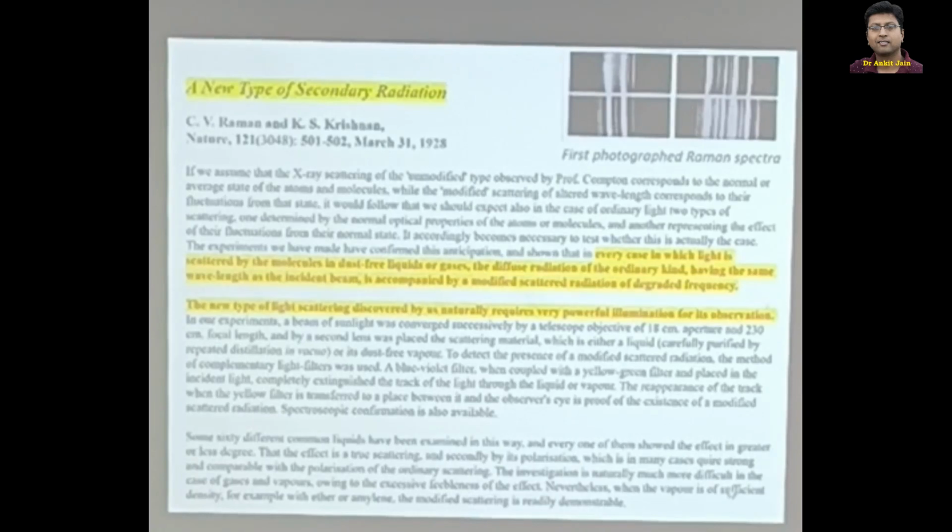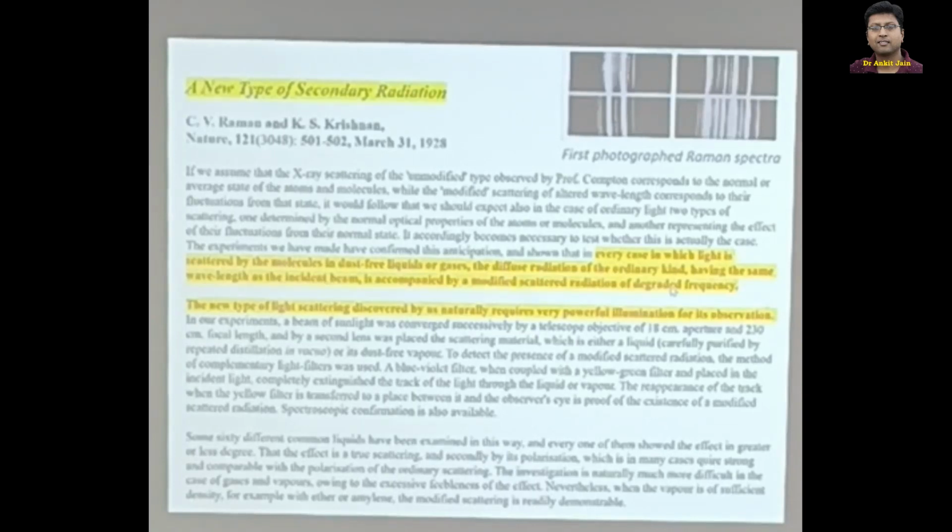So this is the screenshot of his very first paper, which was published in Nature, for the Raman spectra. And here you can see the faint lines, these very thin lines, these are the Raman lines. And we just read through this highlighted region: a new type of light scattering was discovered by us by a very powerful illumination, and we saw the modified scattered radiation when light was incident onto a material.